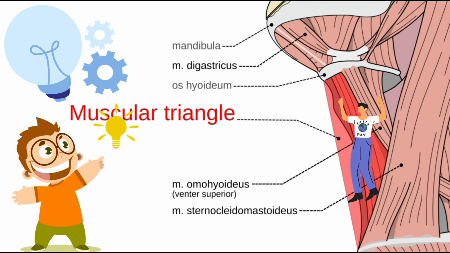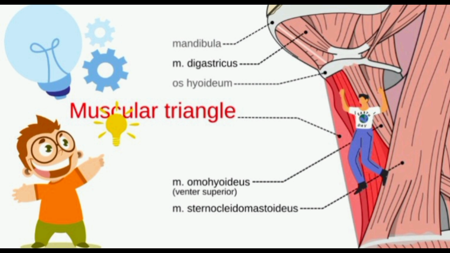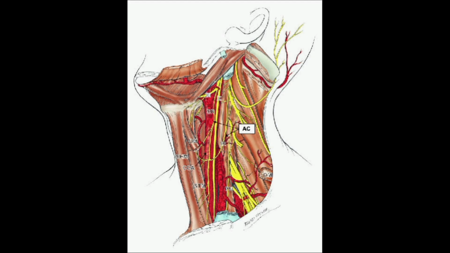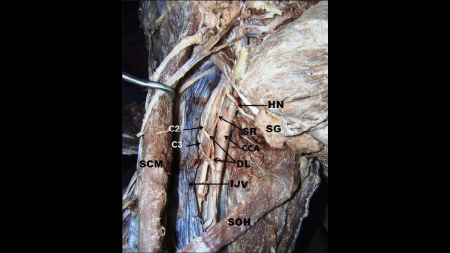So what are the infrahyoid muscles? Sternohyoid, omohyoid, sternothyroid and thyrohyoid. And what is the content? Ansa cervicalis is the one which actually supplies your infrahyoid muscles. So the muscular triangle's content should be ansa cervicalis only. Now we'll come to the most important part, that is the carotid triangle.